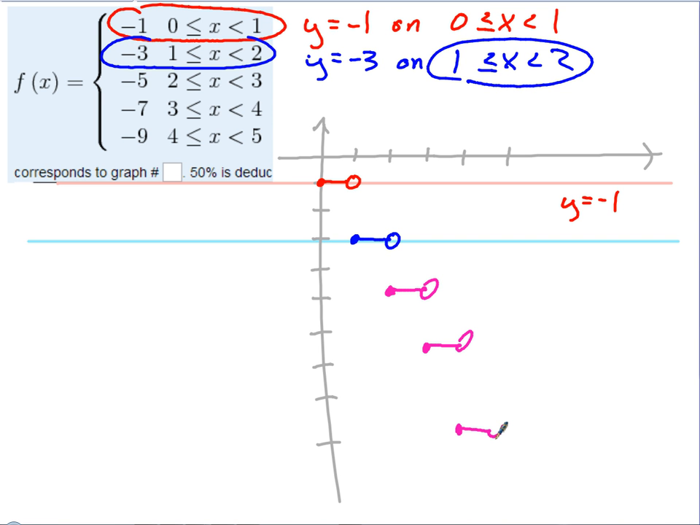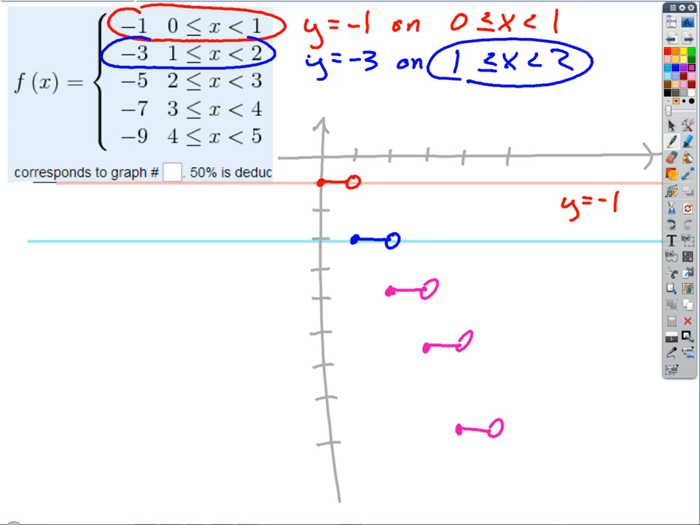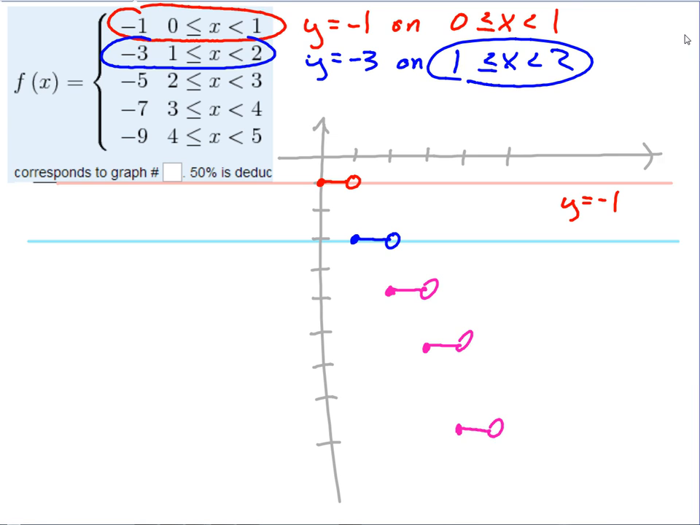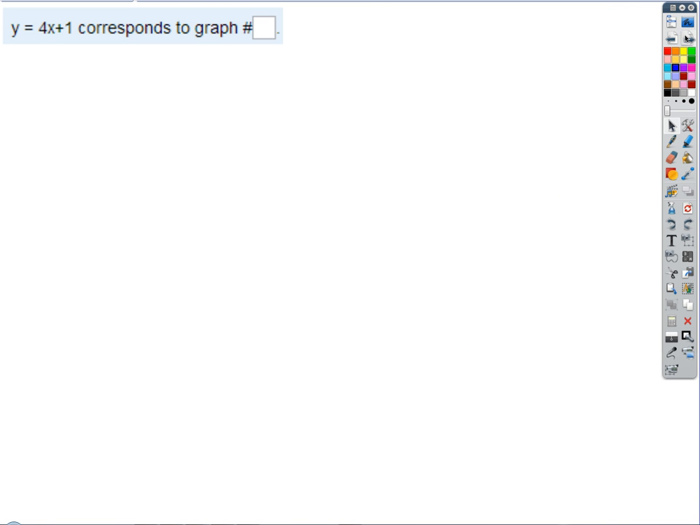Okay? Make sense? Okay. Ooh, a star. A star, how about that?